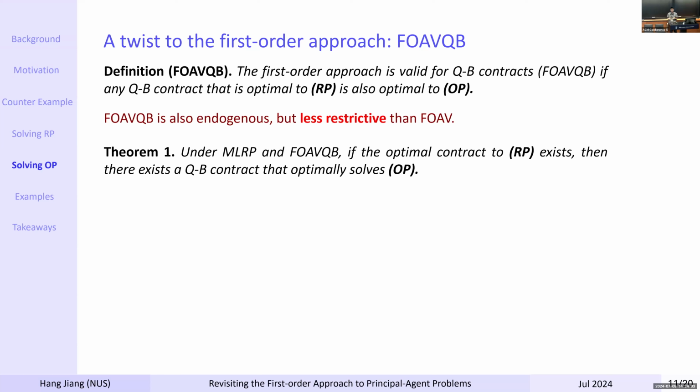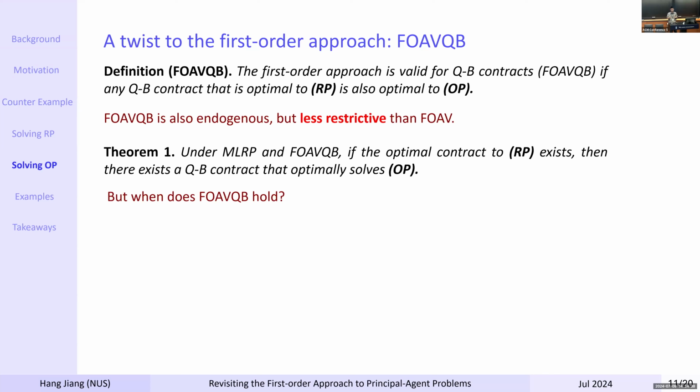We know that FOAB says that any optimal contract to RP is also optimal to OP. But here we don't care about the non-QB contracts. We focus our attention on the quarter-bonus contract. So it's very intuitive that under MLRP and FOAB-QB, if the optimal contract to RP exists, then there exists a QB contract that optimally solves OP. But the question is, when does FOAB-QB hold?